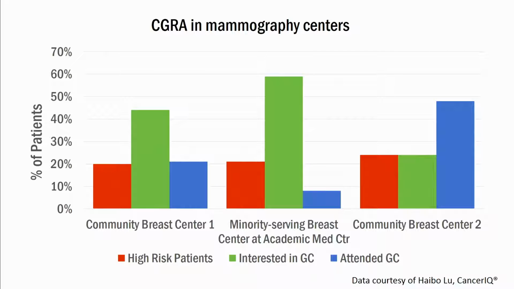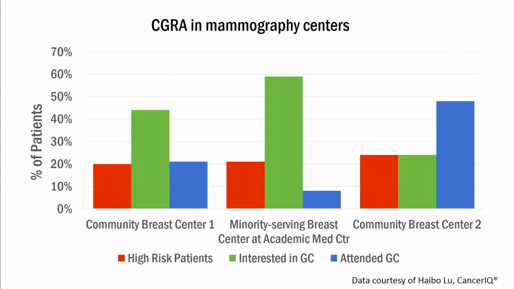So we've been working with some mammography centers doing the same basic idea. These are recent data from the last 12 months or so from 3 different breast centers. The first one's a community breast center, typical suburban demographic. The red bar is the number who met criteria for genetic counseling referral. The tool used here was kind of a little lower bar, so it was 20%.